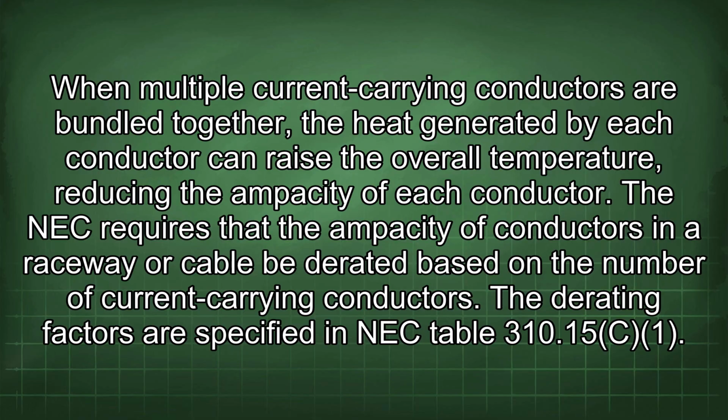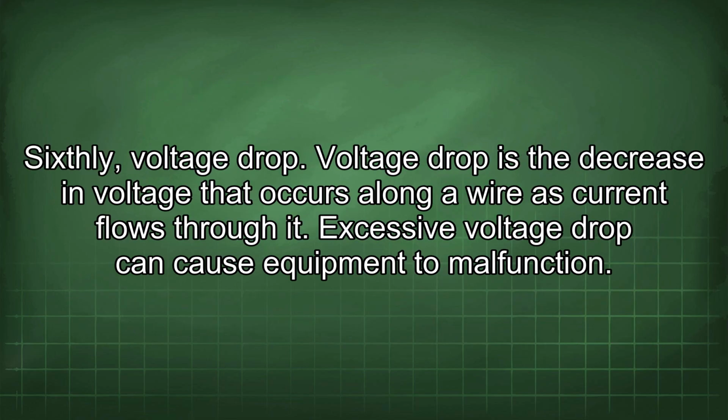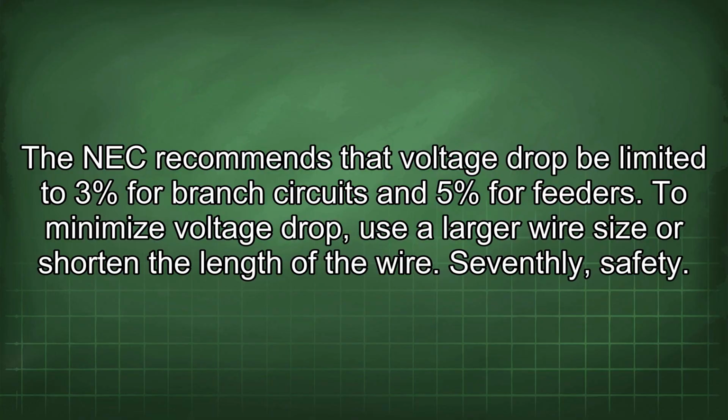The NEC requires that the ampacity of conductors in a raceway or cable be derated based on the number of current-carrying conductors. The derating factors are specified in NEC Table 310.15. Sixthly, voltage drop. Voltage drop is the decrease in voltage that occurs along a wire as current flows through it. Excessive voltage drop can cause equipment to malfunction. The NEC recommends that voltage drop be limited to 3% for branch circuits and 5% for feeders. To minimize voltage drop, use a larger wire size or shorten the length of the wire.